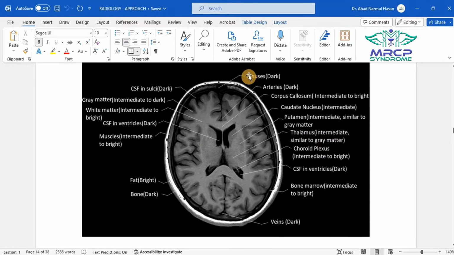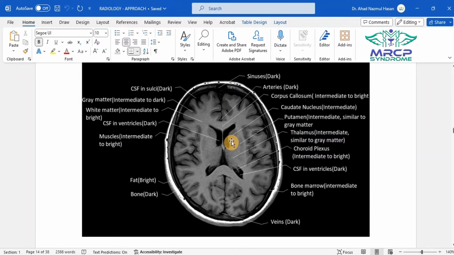And what should be the color of the sinus in T1 and T2? Dark. In both cases, T1 as well as T2, the sinus would be dark or black. And the blood vessels would be black both in T1 as well as T2.